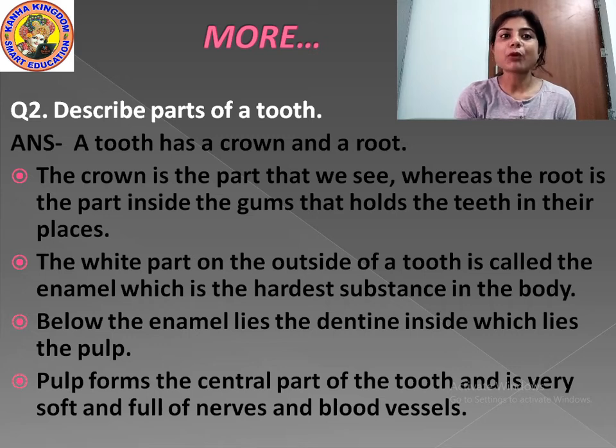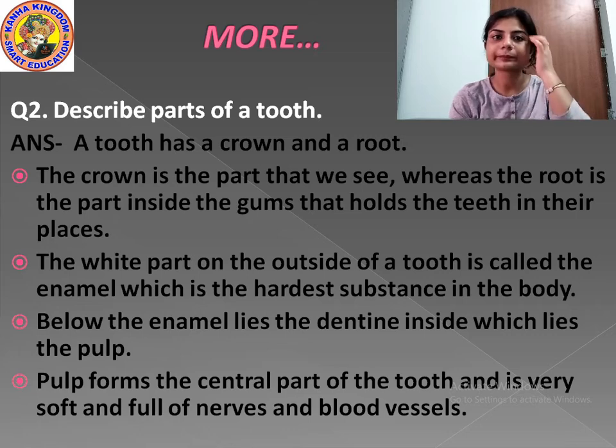Okay. Then point number 3. Below the enamel lies the dentine, inside which lies the pulp. Then point number 4. Pulp forms the central part of the tooth and is very soft and full of nerves and blood vessels. Okay.